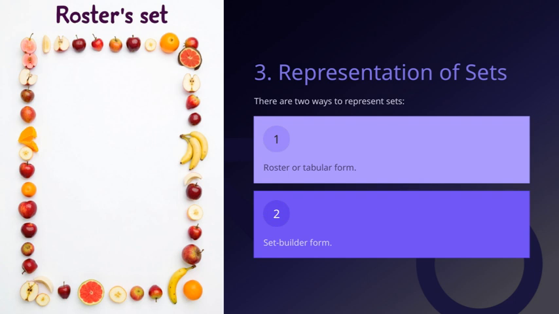The second way is the roster or tabular form. Here, we simply list all the elements of a set within curly braces. For example, {2, 4, 6, 8}. This approach is straightforward and easy to understand, especially for small sets. Both of these methods are important tools in set theory. The choice of which to use depends on the context and the nature of the set itself. Understanding these representations helps us better analyze and communicate about different collections of objects.